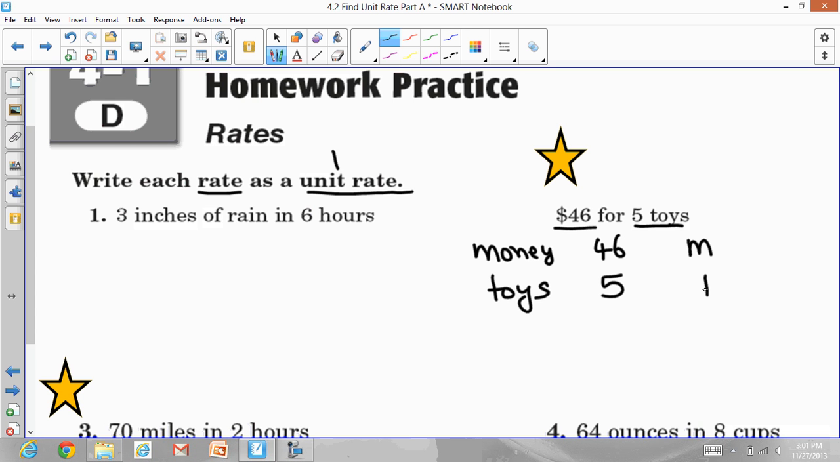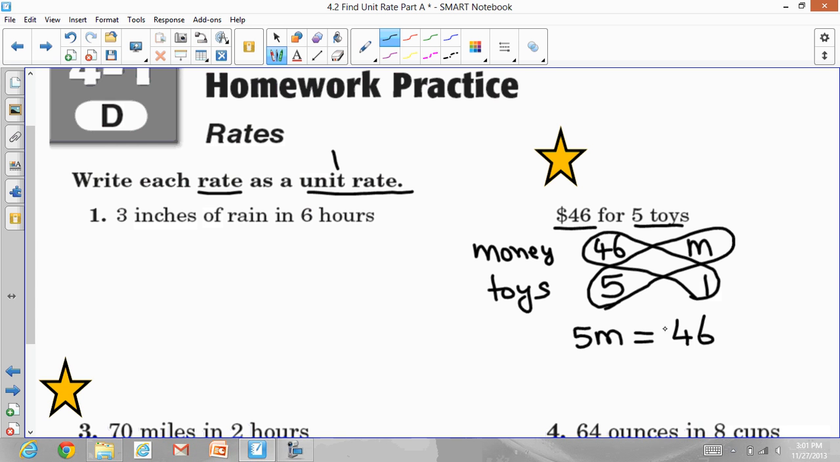Now, the way that I'm going to solve it, starting from 4.2, we will be using all throughout the entire chapter 4. So I'm going to cross over and multiply. 46 times 1 is going to give me 46. I'm going to cross over and multiply. 5 times m is going to give me 5m. Keep in mind, m is what we are trying to find. M is a variable. You want to know what number belongs in the place of m.